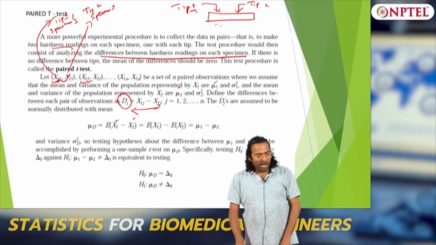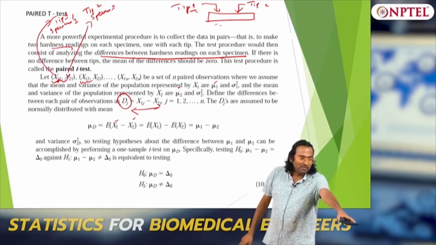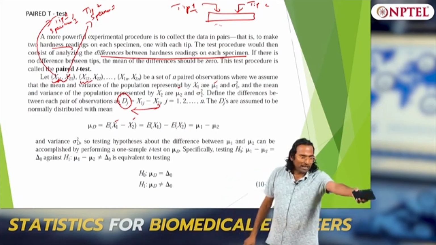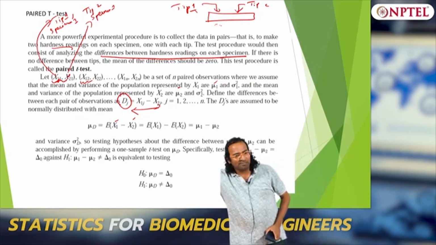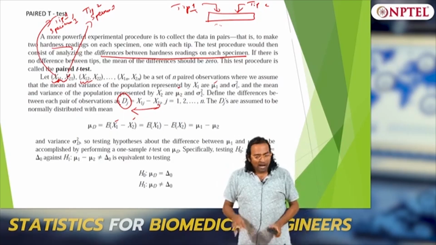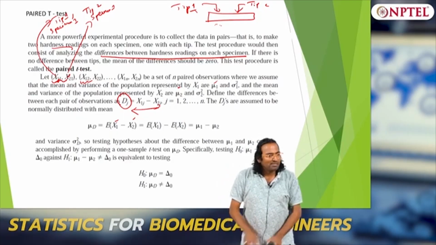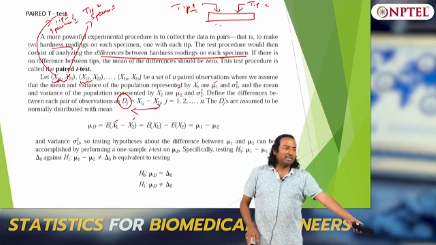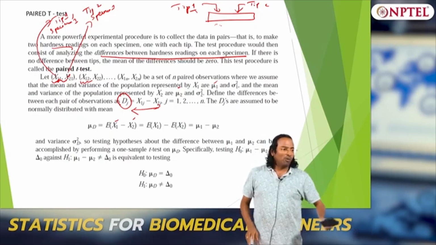Now if I use this sensor in some 10 locations and use this in some other 10 places, can I even compare? No. What should I do? I should use both the sensors on the same piece. That is the same thing we are doing. Now what is my interest?